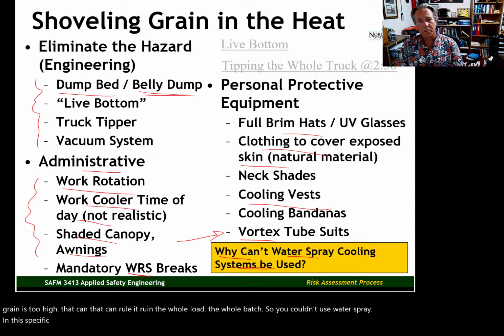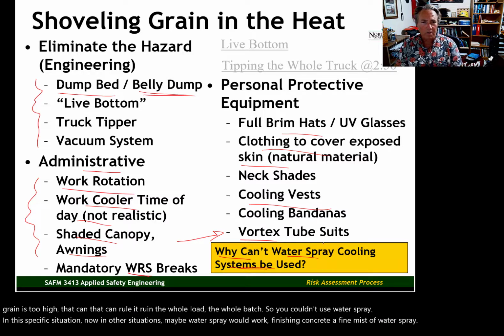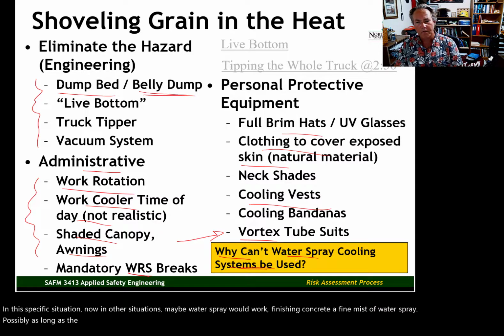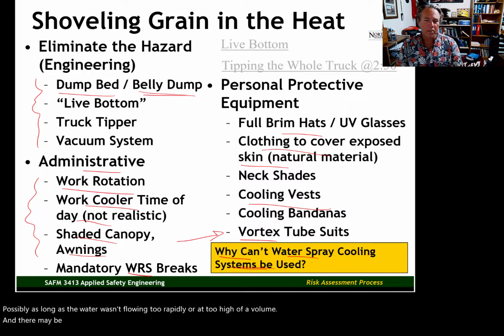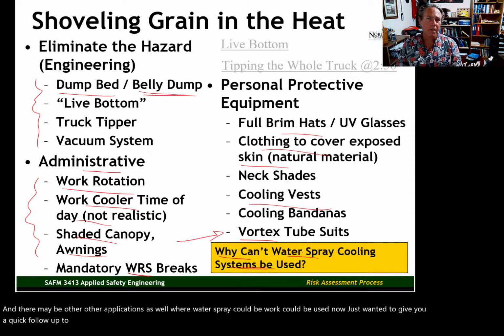Now, in other situations, maybe water spray would work. Finishing concrete, a fine mist of water spray, possibly, as long as the water wasn't flowing too rapidly or at too high of a volume. And there may be other applications as well where water spray could be used. Just wanted to give you a quick follow-up to that assignment. So let me know if you have any questions.